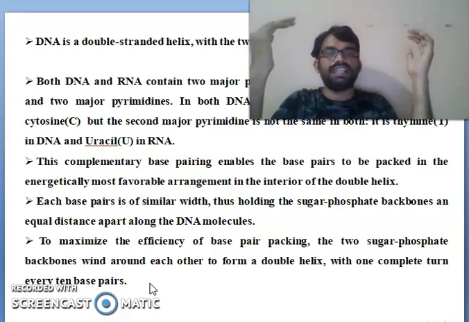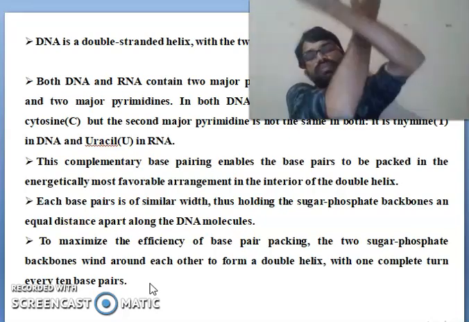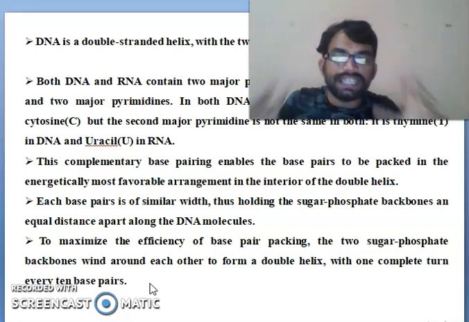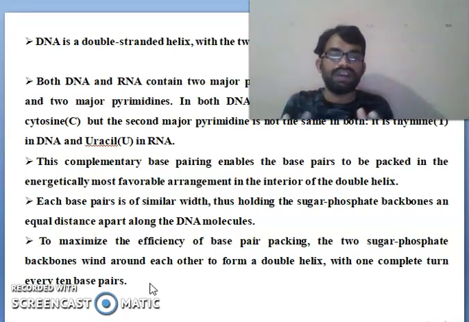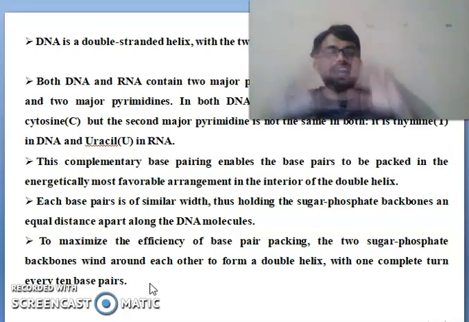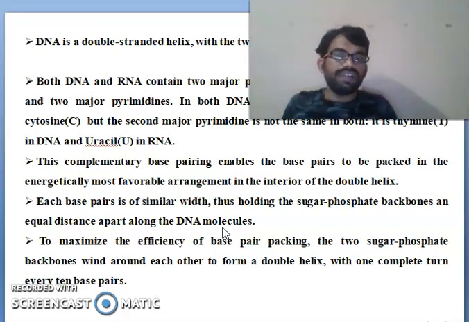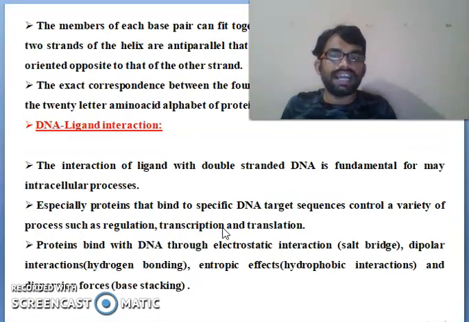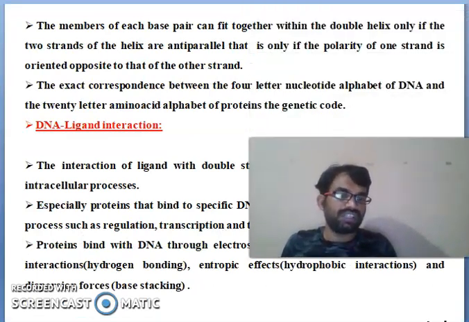Suppose this is one turn, moving like that. So one complete turn forms every 10 base pairs. Suppose this is one turn. So this having 10 base pairs is called one turn. We will see that image in the next slide, then we will easily understand the DNA image.